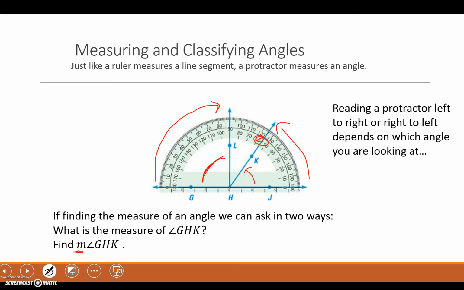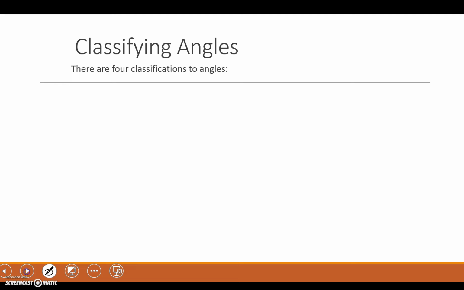So with line segments, we said we want to know what is AB. We don't need to use the letter M or anything like that, because without having anything up top here, we can say that we're looking for distance when we're just saying AB. But here, we're going to do measure of angle, and then we're going to list our angle right afterwards.